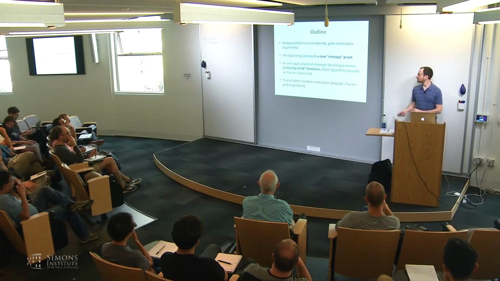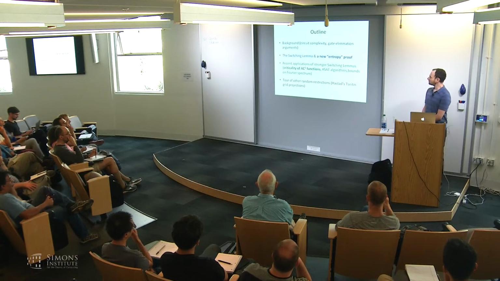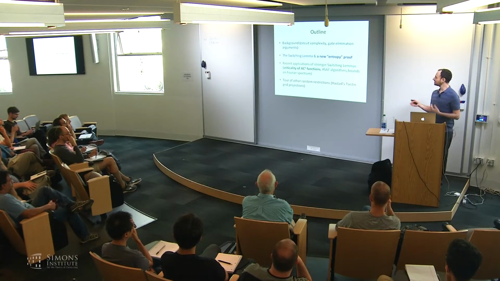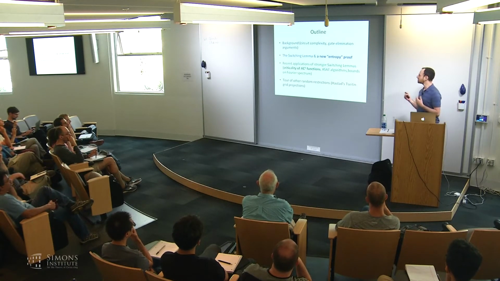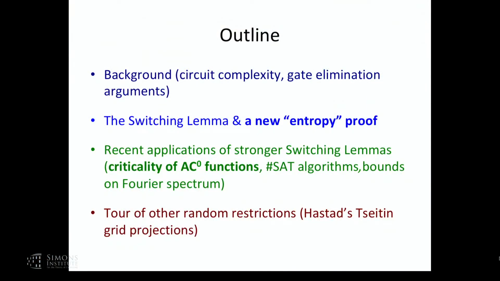So here's the outline for the talk. I'll go through some background in circuit complexity and gate elimination arguments. I'll go through this fairly quickly. Next I'll talk about the switching lemma. This will be the main topic of the talk. In particular, I want to show a new proof of the switching lemma via an entropy argument. And this actually leads to some stronger results, which I'll mention.